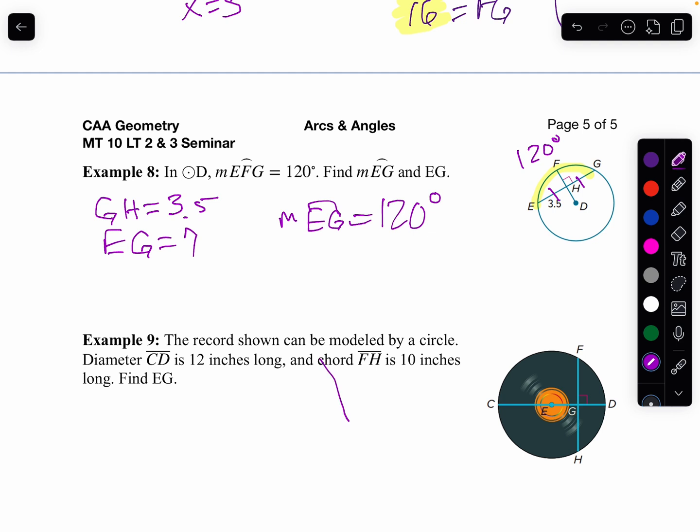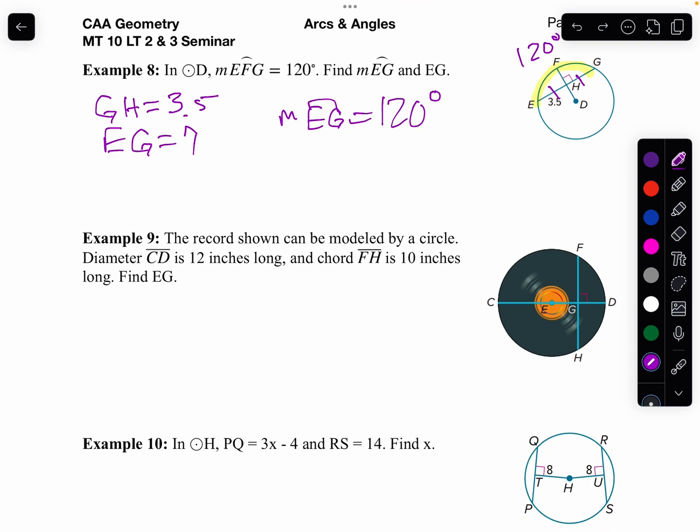Now in example 9, we have this record player, which is a circle, and we're told the diameter is 12 inches, and I know F to H is 10 inches. And notice it's kind of hard to see, but this is a right angle here. So what that does is that cuts F to H in half. So I know each part of F to H is going to be 5 inches.